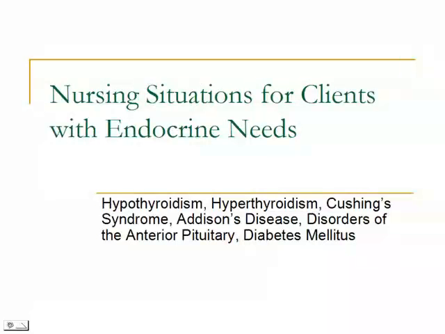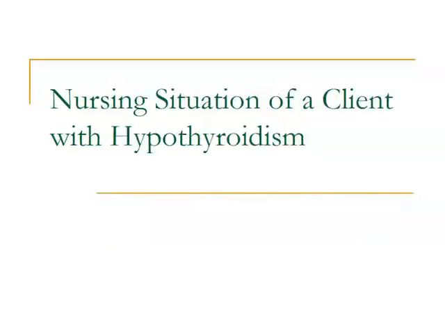As you can see from this first slide, in the endocrine PowerPoints, we're going to cover many different endocrine disorders such as hypo and hyperthyroidism, Cushing's syndrome and disease, Addison's disease, disorders of the anterior pituitary, as well as some scenarios on diabetes mellitus. So when we look at the first type of endocrine disorder we're going to discuss, we're going to look at the client who has hypothyroidism.